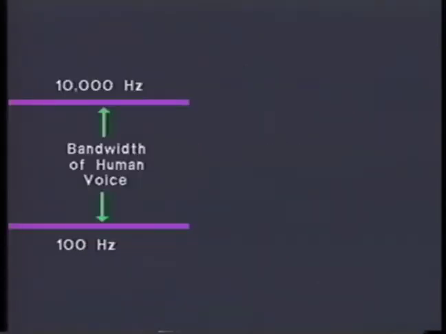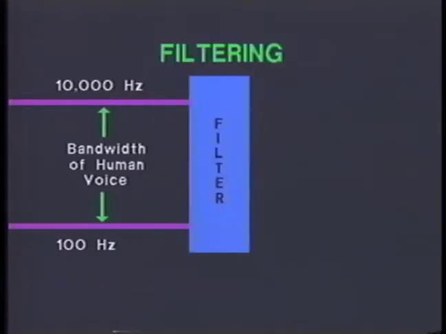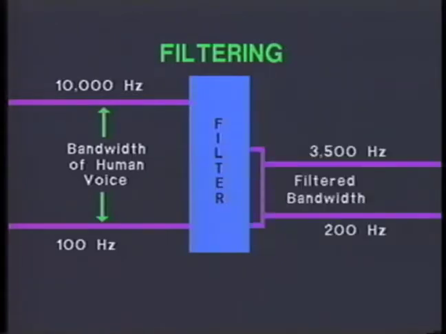Analog to digital conversion is a four-step process. First, the signal is filtered. It requires more digital information to encode unnecessary higher frequencies, so the analog signal is filtered to eliminate its high and low frequencies. This leaves the portion of the signal that exists between 200 and 3,500 hertz.